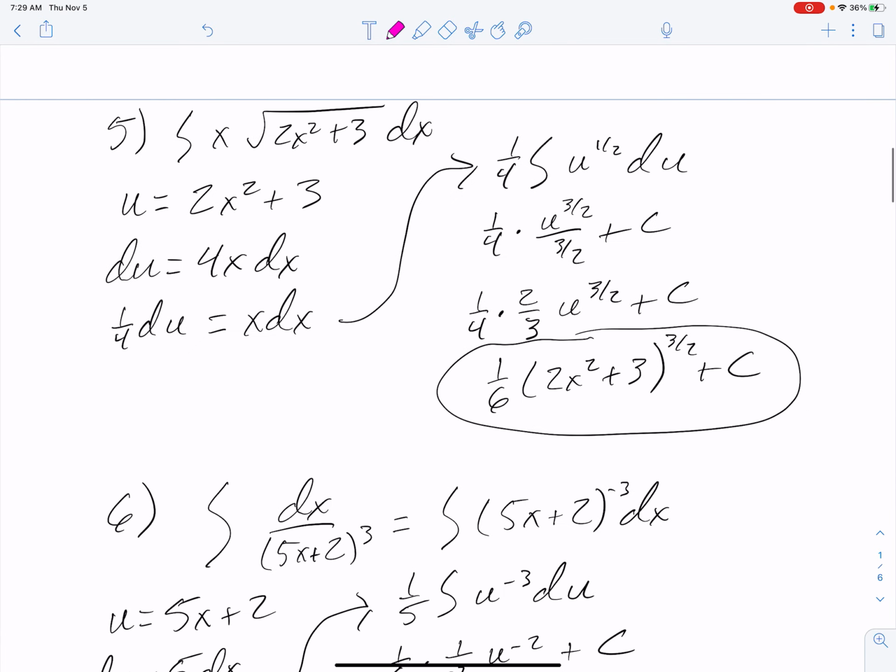Number 5, not only do I see a function in a function, but I see the derivative of x squared because I see x to the 1st. The fact that I don't have the correct coefficient, again, is easy to fix. So I pick my u value, I find its derivative, I don't have the coefficient 4, so I divide on both sides. 1/4 du will replace the dx and the x. 2x squared plus 3 gets replaced with u. Find my antiderivative, simplify, and then substitute back in.